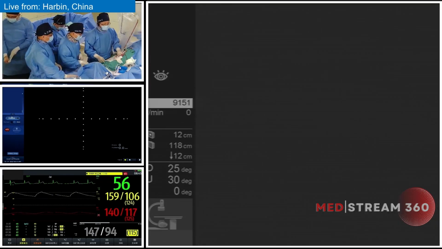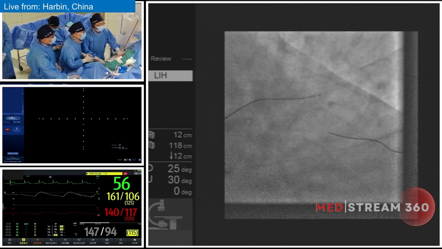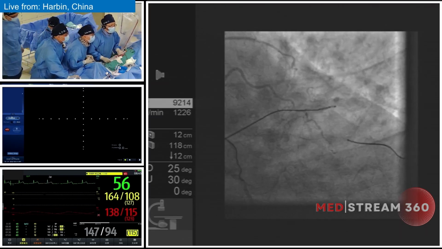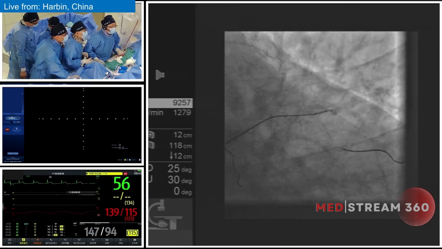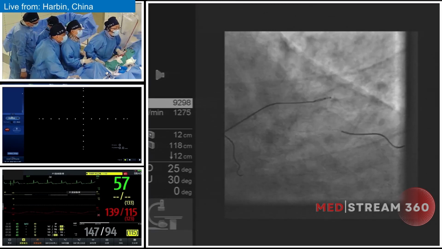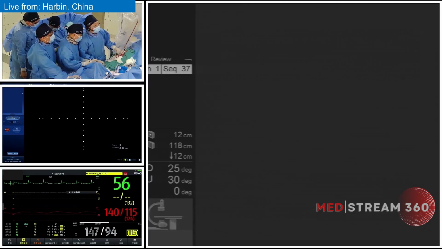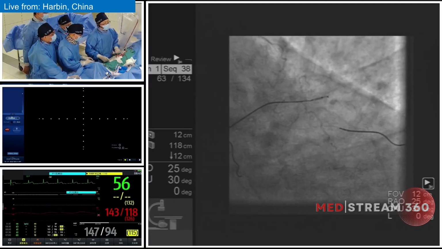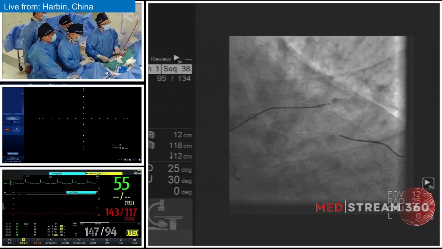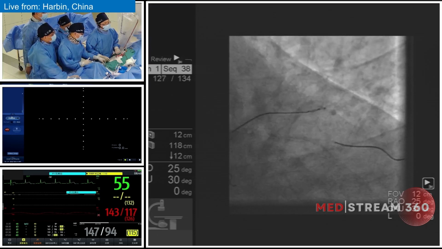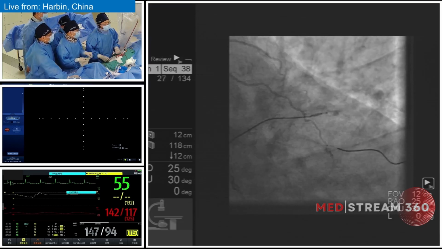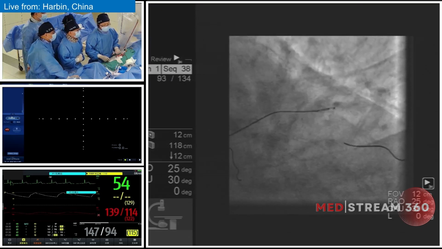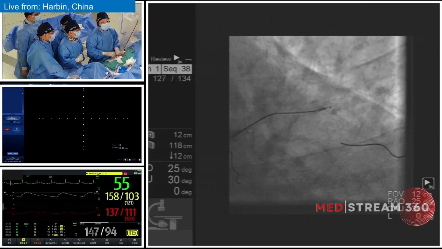Okay, enter again. Stop. Not very clear. Yes, because there is some mild diffuse calcification, which influences the identification of the distal entry point. Do you think a straw may help?